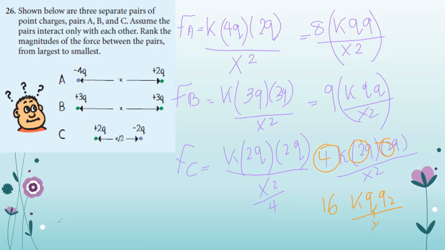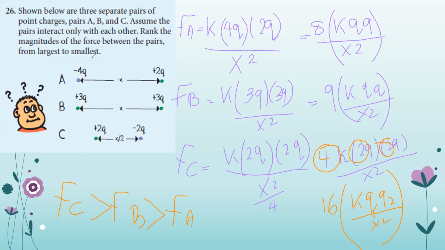So look at them now. F of A is 8 times K Q1 Q2 over X squared. F of B is 9 times this magnitude, and F of C is 16 times this magnitude. So which is the largest one? B. Sorry, C. So F of C is greater than F of B is greater than F of A. Is it right? Yes, teacher.